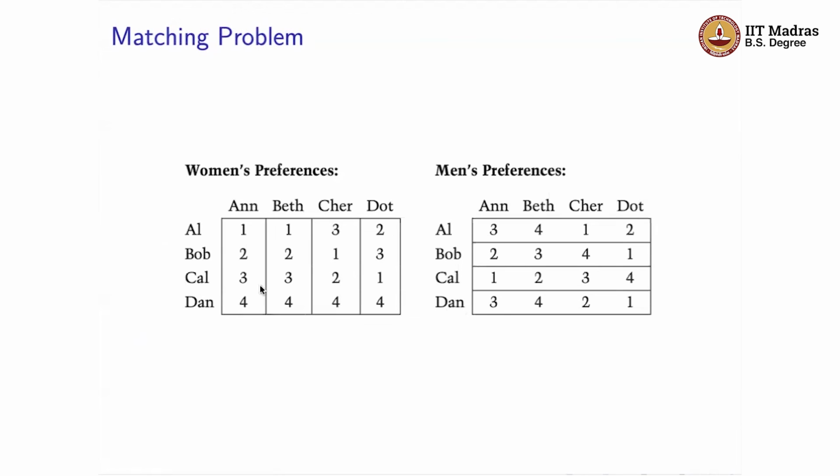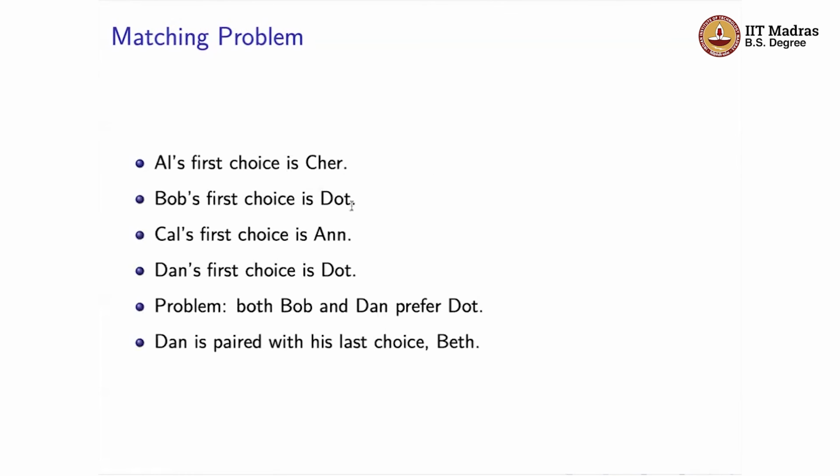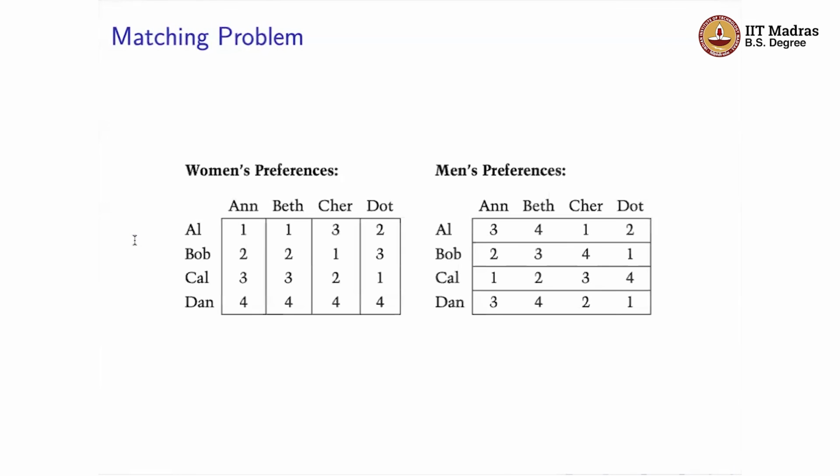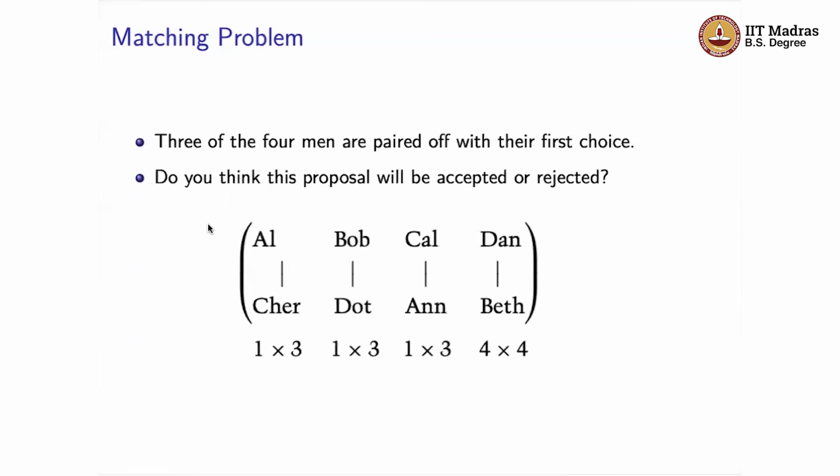So even if Dan approaches any of the women, none of them are going to accept. Cher has been paired with Al, Dot has been paired with Bob, and Anne has been paired with Cal. All of them are going to be happier staying with the matchmaker's proposal than accepting Dan's proposal. So Dan cannot get any of the others to object to this pairing. And none of the other men, Al, Bob, and Cal, have any reason to object because they're already getting their best. So this one is not going to suffer from the problem that we have.